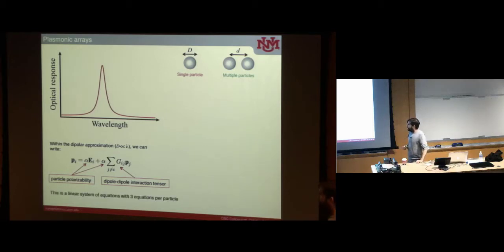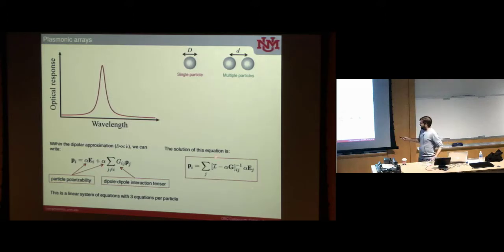And then you can, if you see, this is just a system of equations with 3 equations per particle, because you have 3 possible orientations of that dipole, and then you can always solve it. Of course, you need to invert a matrix, which is given by this factor here. It is just 1 minus alpha, the polarizability, times the interaction. But if you are able to invert this matrix, or in other words, to solve that system of equations, you can obtain the response of the system.